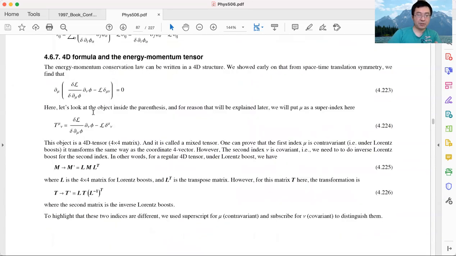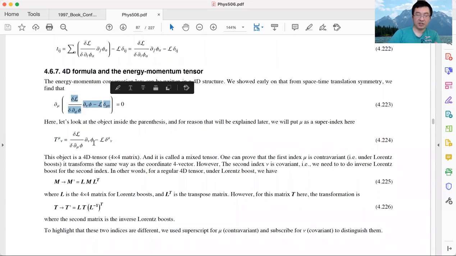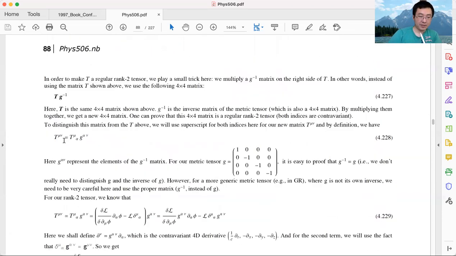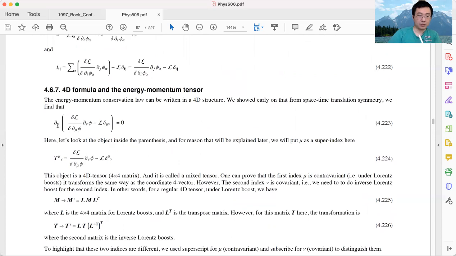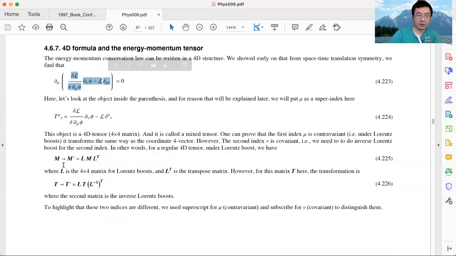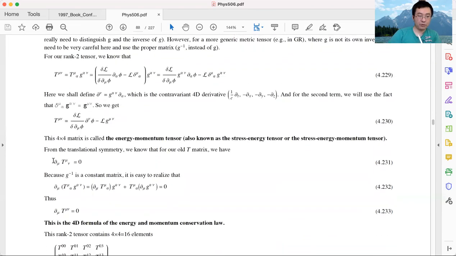It's pretty much the same thing as what we have in this formula, except that we multiplied it with the inverse G matrix. From the original formula, from the translation symmetry, we know our old T matrix, one upper index, one lower index, obeys the equation partial mu, T mu nu equals 0. This is what we know. I just gave this guy a name, call it T mu nu. So our old T mu nu obeys this equation.